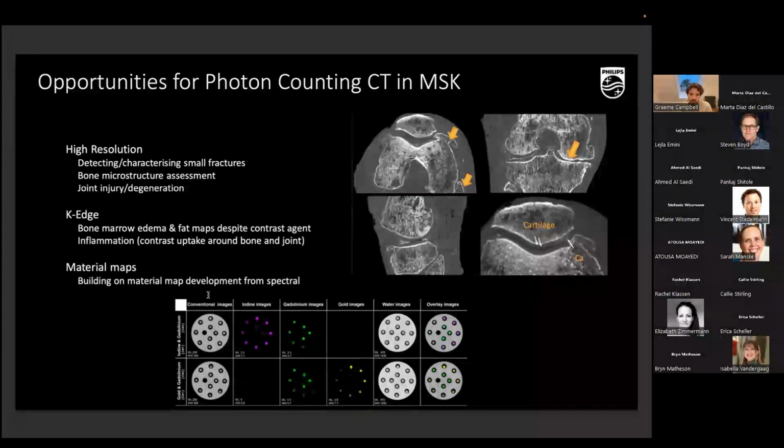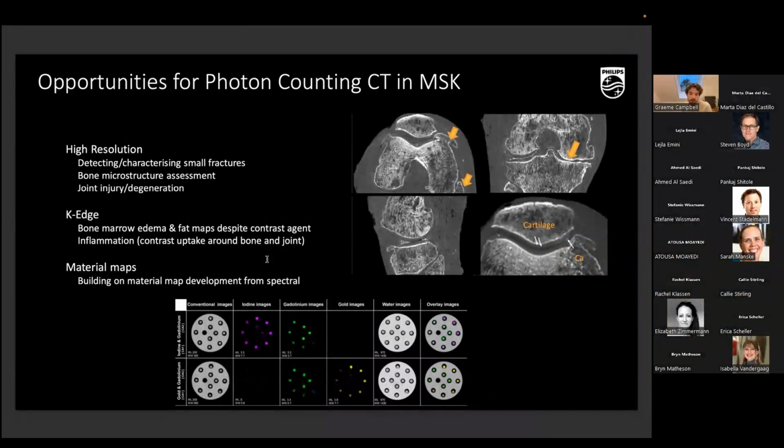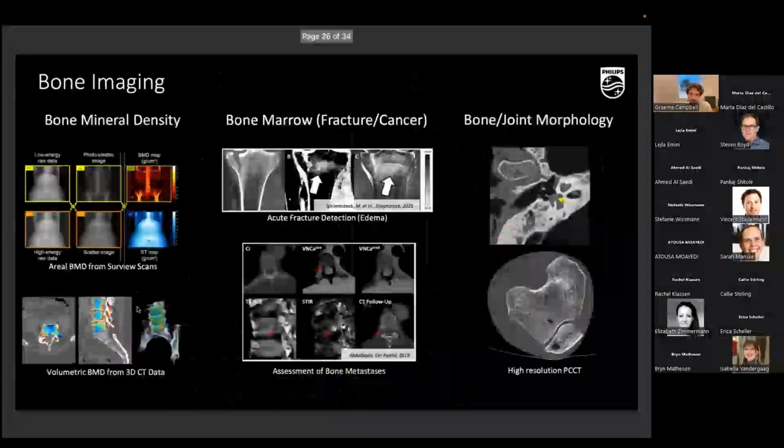But in addition, K-edge imaging. So what might be interesting is, does this enhance our ability to see inflammation? So can we generate a K-edge of the inflammation? And maybe this is helping where we would normally have artifacts from beam hardening or from metal artifacts or things like that. And also the material maps. Can we have additional material maps for this?